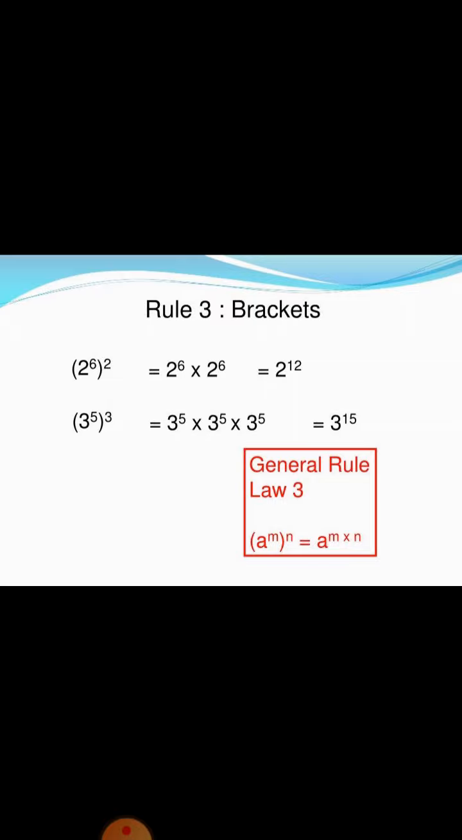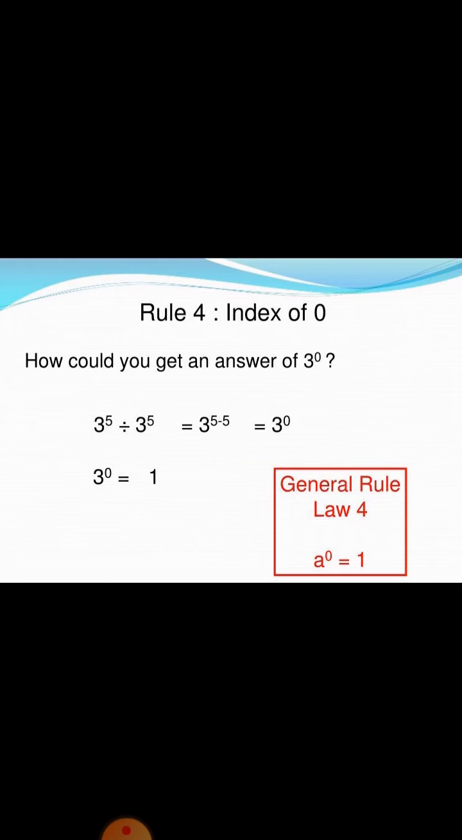Next, we discuss brackets. For example, here we have 2 raised to power 6 and the whole raised to power 2. Here we multiply the powers. For example, 2 raised to power 6 multiplied by 2 raised to power 6. When we multiply, we get 2 raised to power 12.